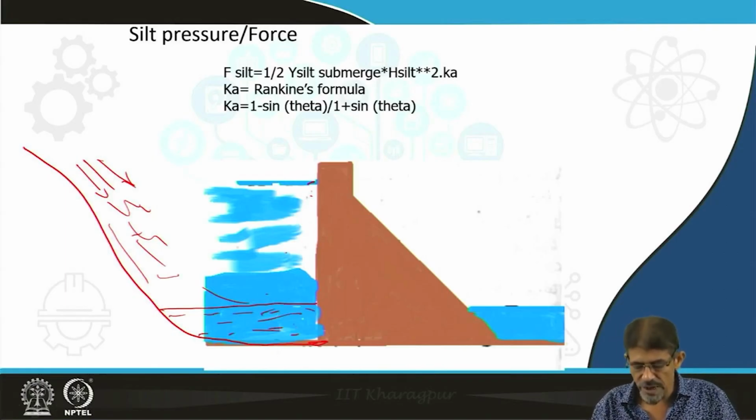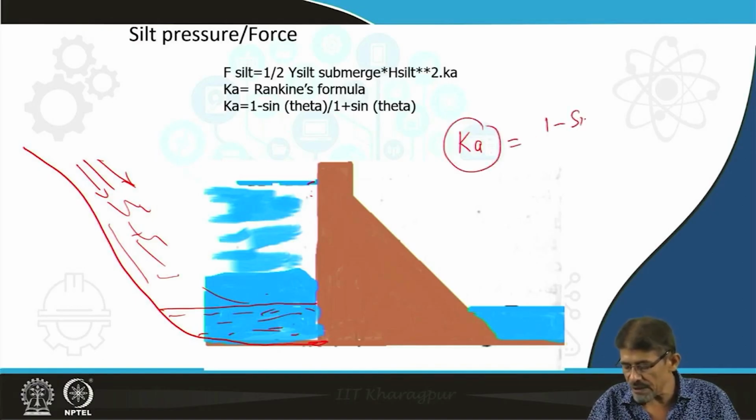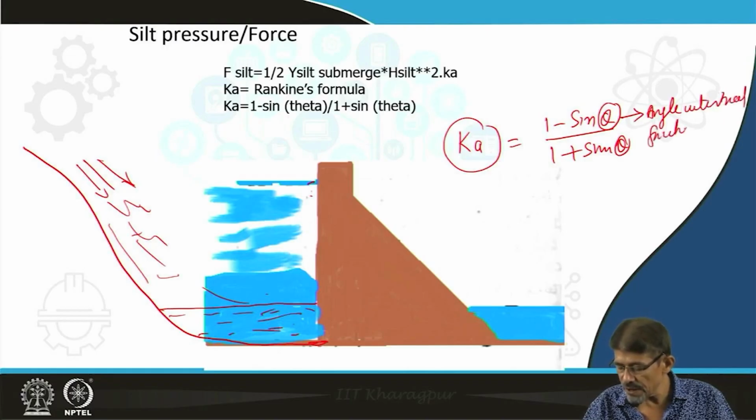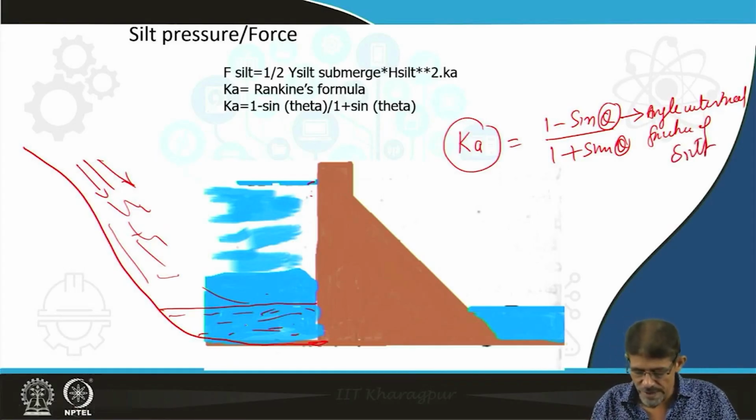The silt is under submerged condition, so following the Rankine concept, it requires the calculation of the Rankine constant: (1 minus sin phi) by (1 plus sin phi). This theta or phi represents the angle of internal friction of silt in submerged condition. Here, in general condition, it is the same as we apply in the case of water.